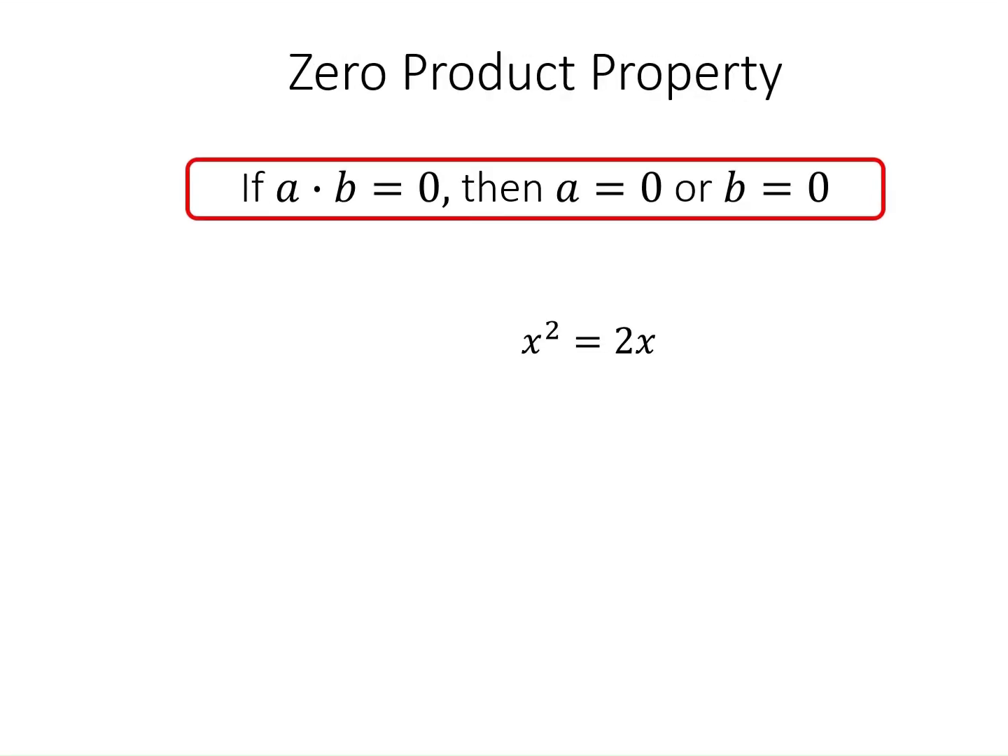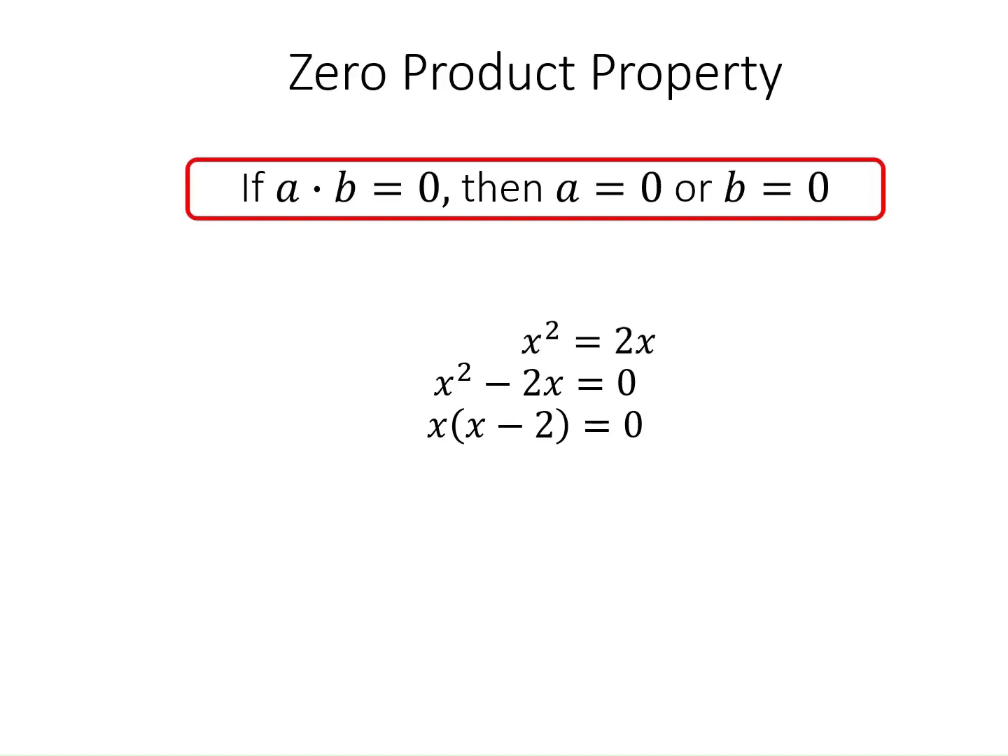Let's see an example. This is a polynomial equation, namely it is a quadratic equation. To be able to apply the zero product property for solving this equation, we should have zero on one side of the equation. We can achieve this by subtracting 2x from both sides of the equation. To apply the zero product property, we can write this polynomial in factored form by factoring out the greatest common factor, which is x.